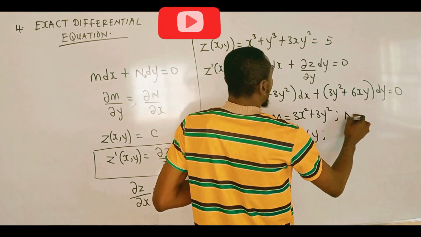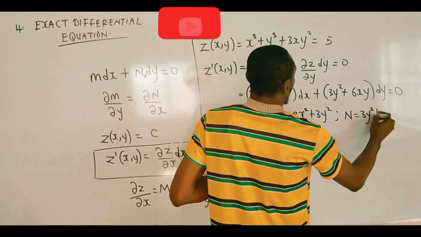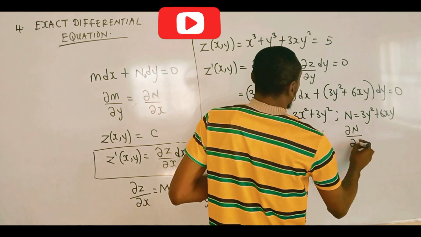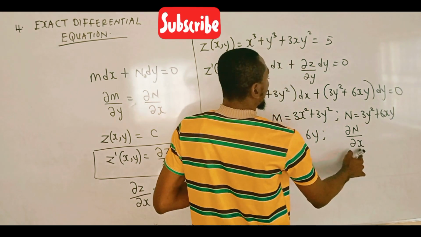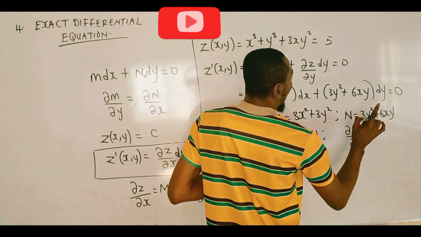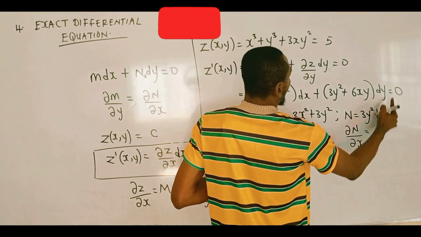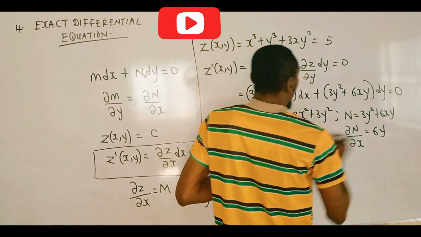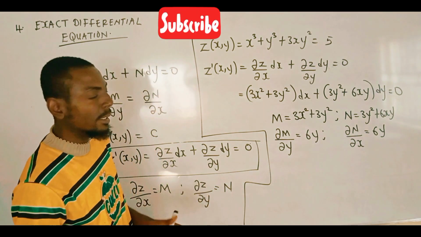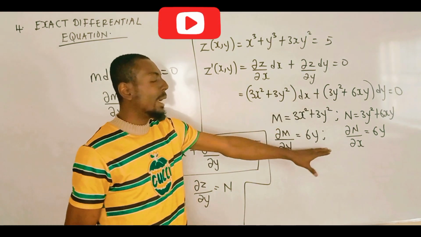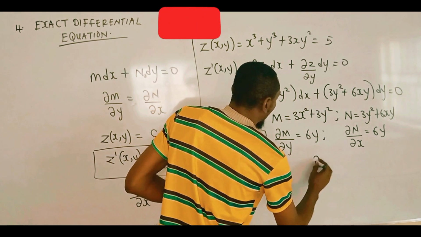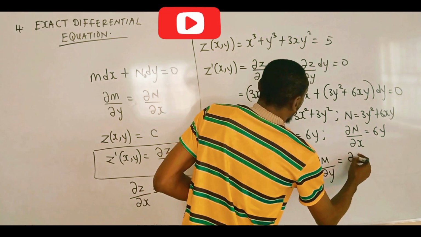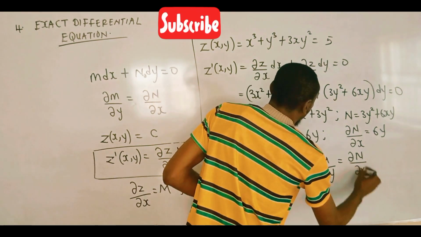Coming to this side, n is equal to 3y squared plus 6xy. So differentiating this, partial with respect to x, because we have the y here, we go with respect to x, keeping y constant. 3y squared will give us 0. Then differentiating x is 1, and 1 times 6y is 6y. From what we have here, it's evident that the equation is what? Exact. Because the partial differentiation of m with respect to y is the same as the partial differentiation of n with respect to x.